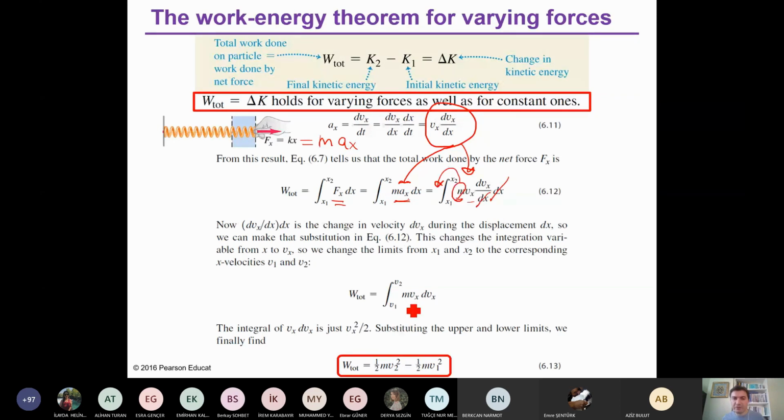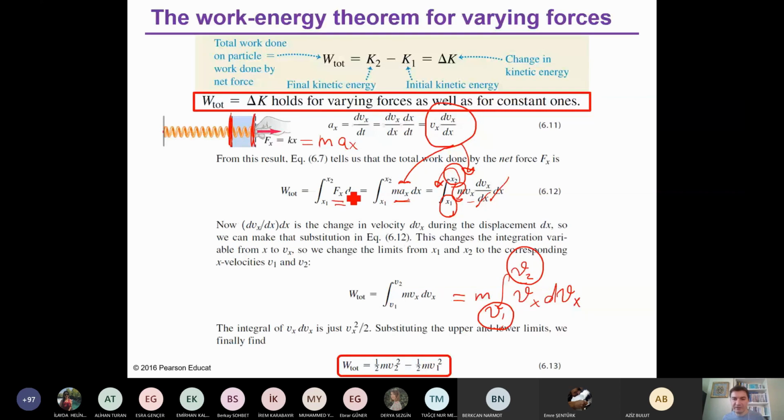So what about the solution of this integral? You can also write this one like this, integral from v1 to v2 of vx dvx. So what do you see here? The integral limits were at the beginning x1, x2. Now we have integral limits v1, v2. Initial velocity of the spring and final velocity of the spring.